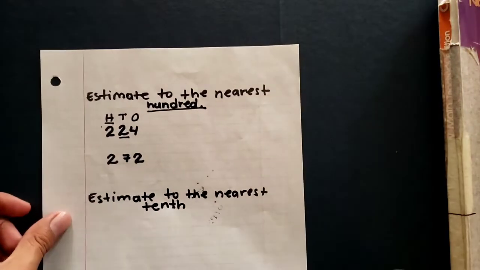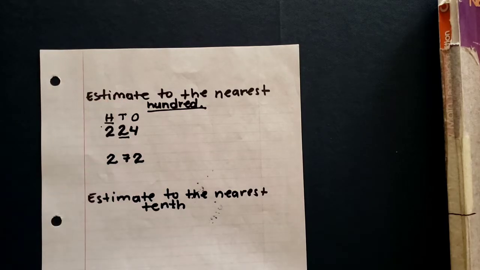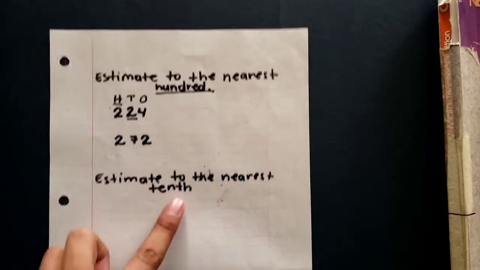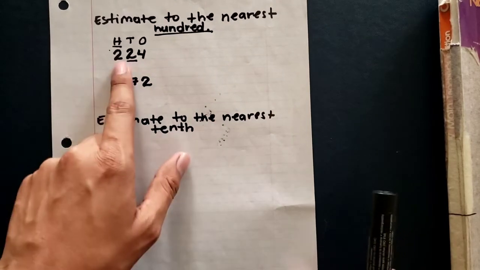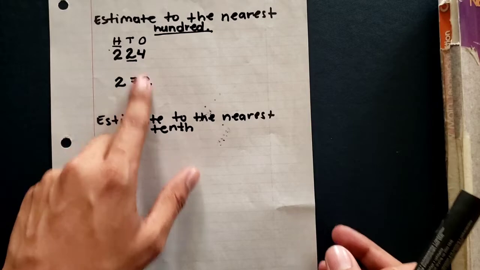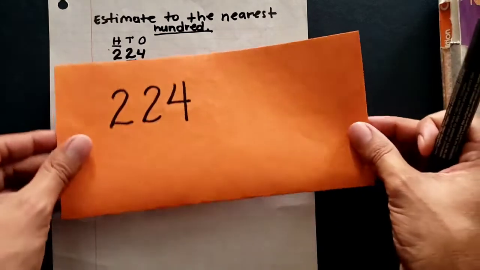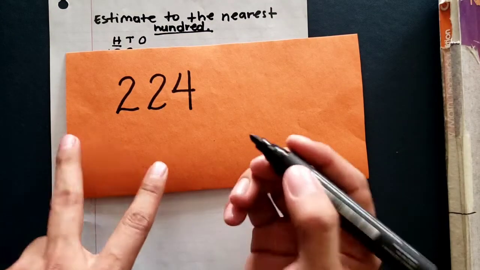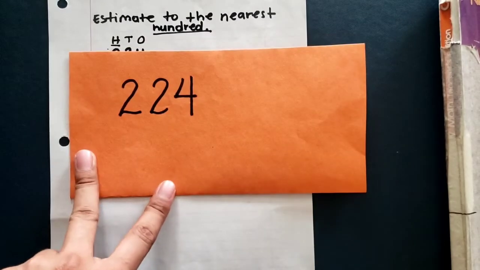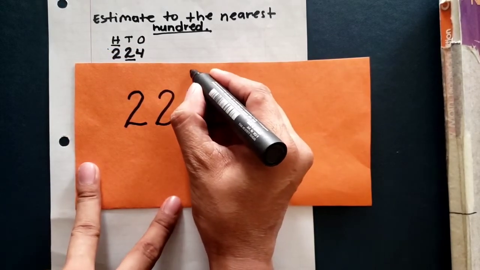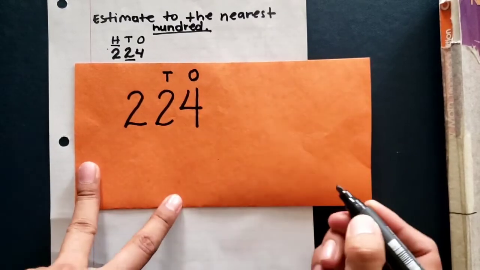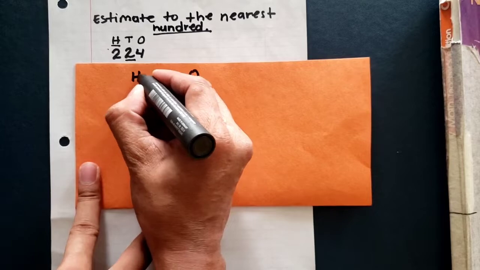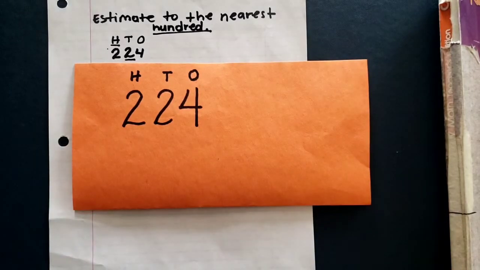So look at this. Look at the exercise that I have here. In this one, I have: estimate to the nearest 100. What number do I have here? 224. We're going to estimate that number. First of all, the first step that we need to follow is that we're going to write a place value. Do you remember it? 1, 10, 100.